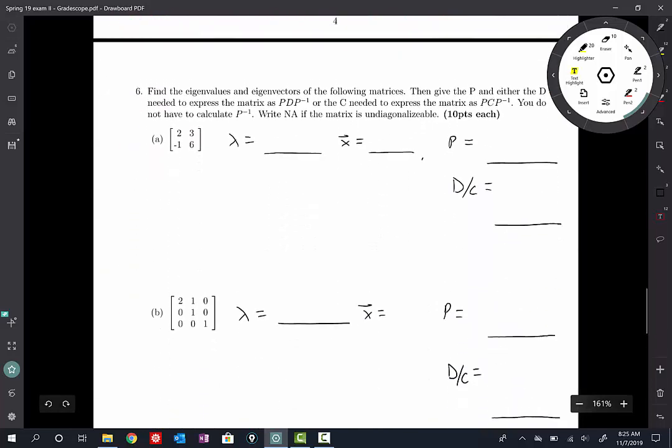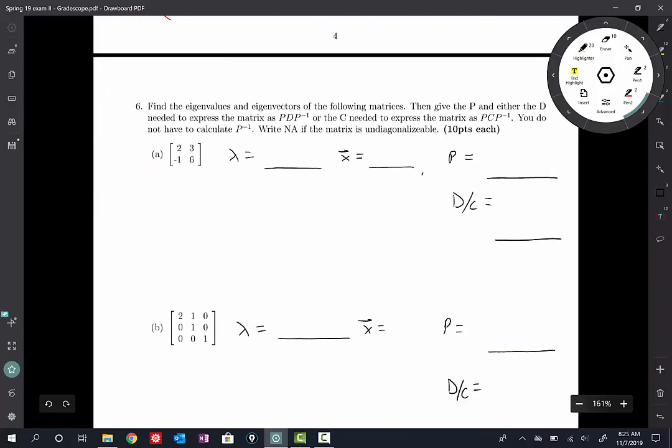Alright, moving on to question 6. Now we're calculating eigenvalues and eigenvectors, and actually doing the diagonalization if possible. So finding the P, D, and P inverse, or if we were to get complex eigenvalues and vectors, then we have to write the factorization P C P inverse. So I'll start by calculating the eigenvalues and eigenvectors. So step 1 is to use A minus lambda I, find that determinant and set it equal to 0 to find the eigenvalues. In this case, I'd have 2 minus lambda, 3, negative 1, and 6 minus lambda.